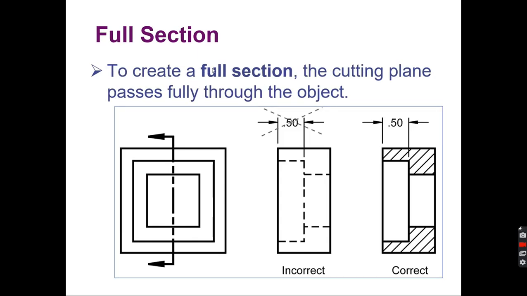Create a full section. The cutting plane line passes fully through the object, through here. Again, one of the reasons we cut a piece like this is because there is no other way to show what this looks like or be able to dimension it. We can't dimension it here because we can't dimension hidden lines. So that's a full section. We're cutting it in half.